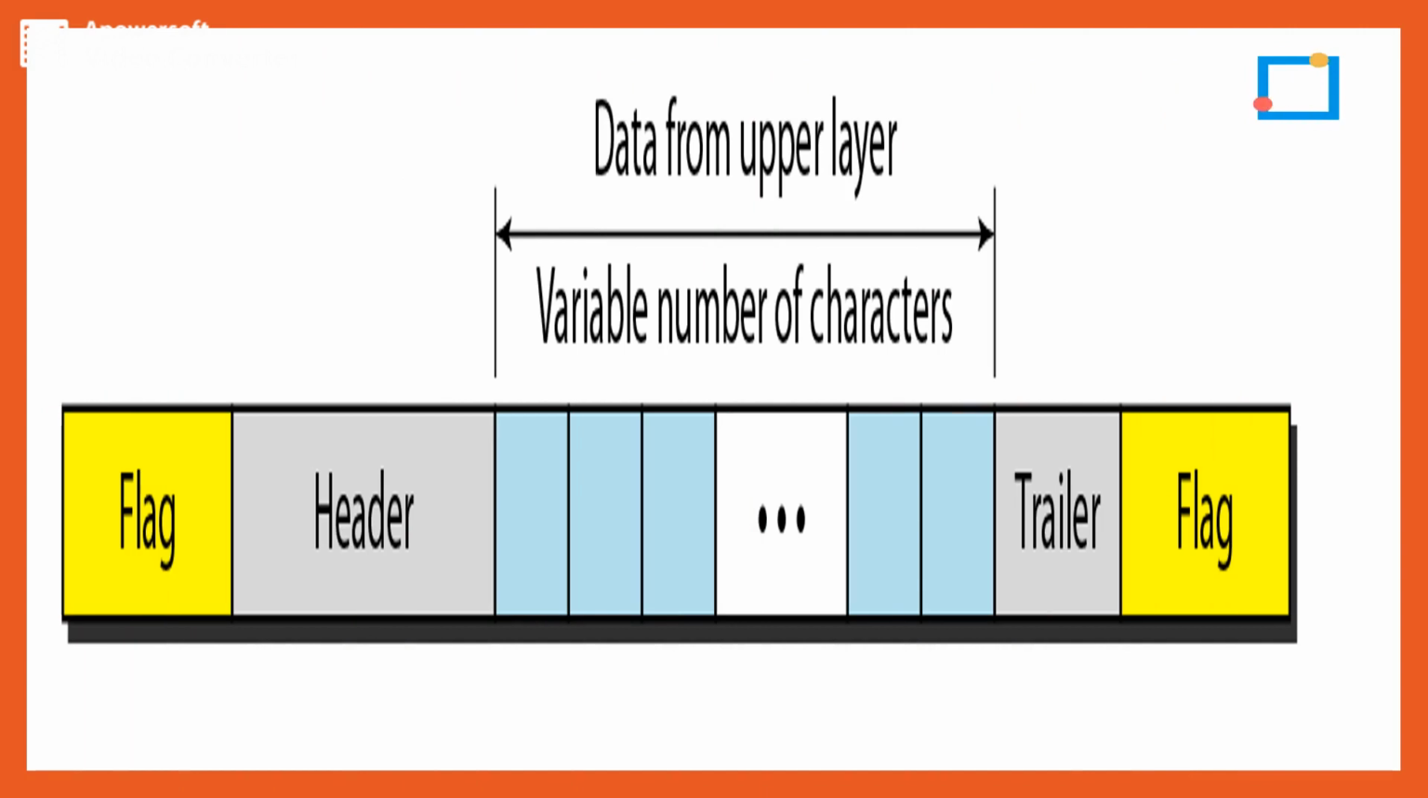The diagram shows a frame in the case of character oriented protocol, consisting of a variable number of characters. Later we can add header and trailer information. As I mentioned before, the header carries source and destination address and other control information, and the trailer carries error detection and correction redundant bits. Along with that, we add flag bits of 8 bits which separate one frame from the other frame.